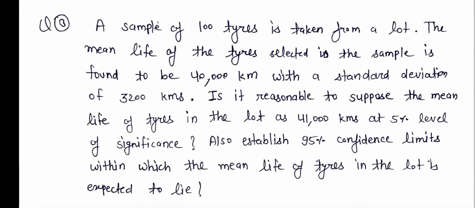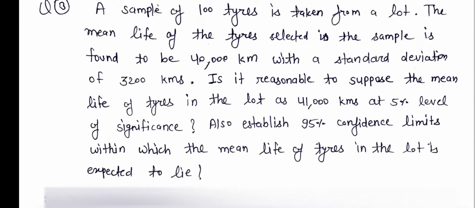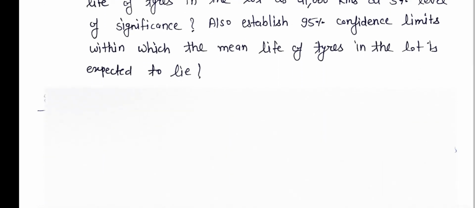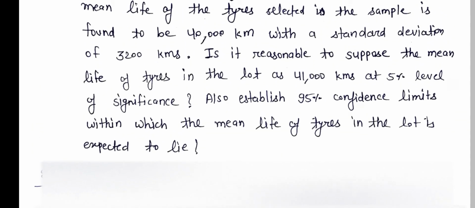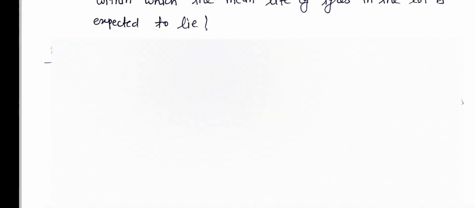So what we have been given in the question, first of all, is 40,000 as the mean and the standard deviation is 3,200 kilometers. So we are given that mu 0 is equal to 41,000 kilometers, the standard deviation is equal to 3,200 kilometers, and the sample size is 100. And now the sample mean x bar is equal to 40,000 kilometers.